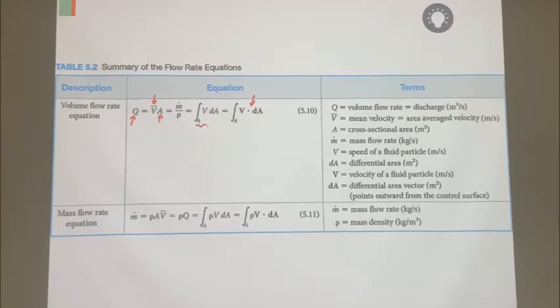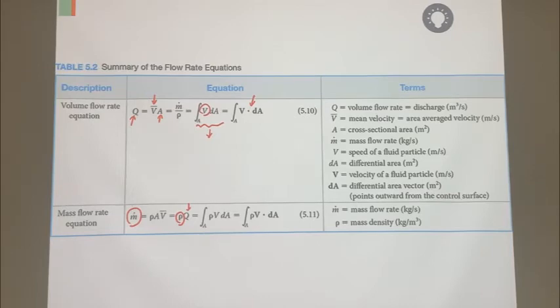Okay, and usually we have this condition because the flow is not a uniform flow, so the V here is always a function of space. So if the space changes, your flow condition will change. If you have uniform flow, then you can simply multiply V bar by the total cross-section area.